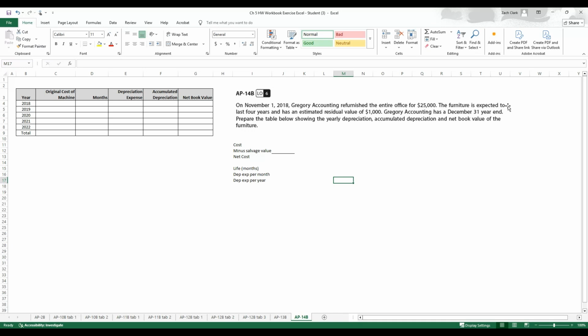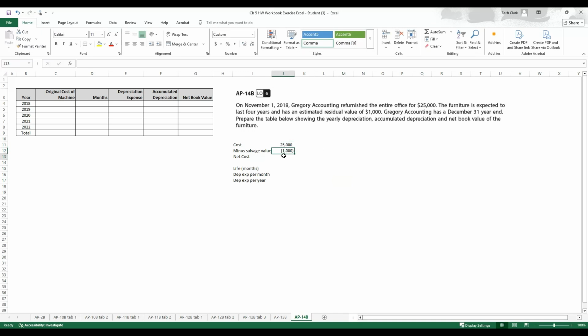So we have furniture for $25,000. It's expected to last 4 years, and this furniture has an estimated residual value of $1,000. Okay, and we have a December year end, and we're going to prepare the table showing the yearly depreciation, the same stuff we showed in the other tab there. But let's do some calculations first that are going to help us solve this problem. And because this one's a little more involved than the other one, having these calculations, I think, are helpful.